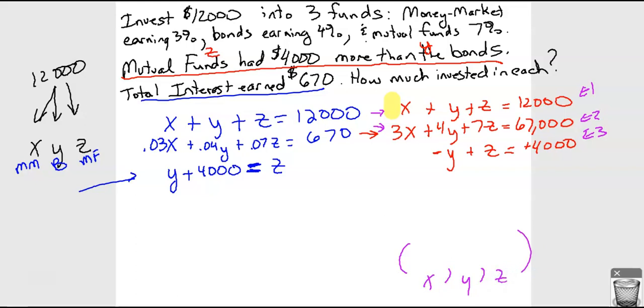So here we're going to end up with x is $2,000, y is $3,000, and z is $7,000. Again, that adds up to the $12,000 that we initially had. So we put 2,000 into the money market funds, then 3,000 into the bonds, and we put 7,000 into the mutual funds.